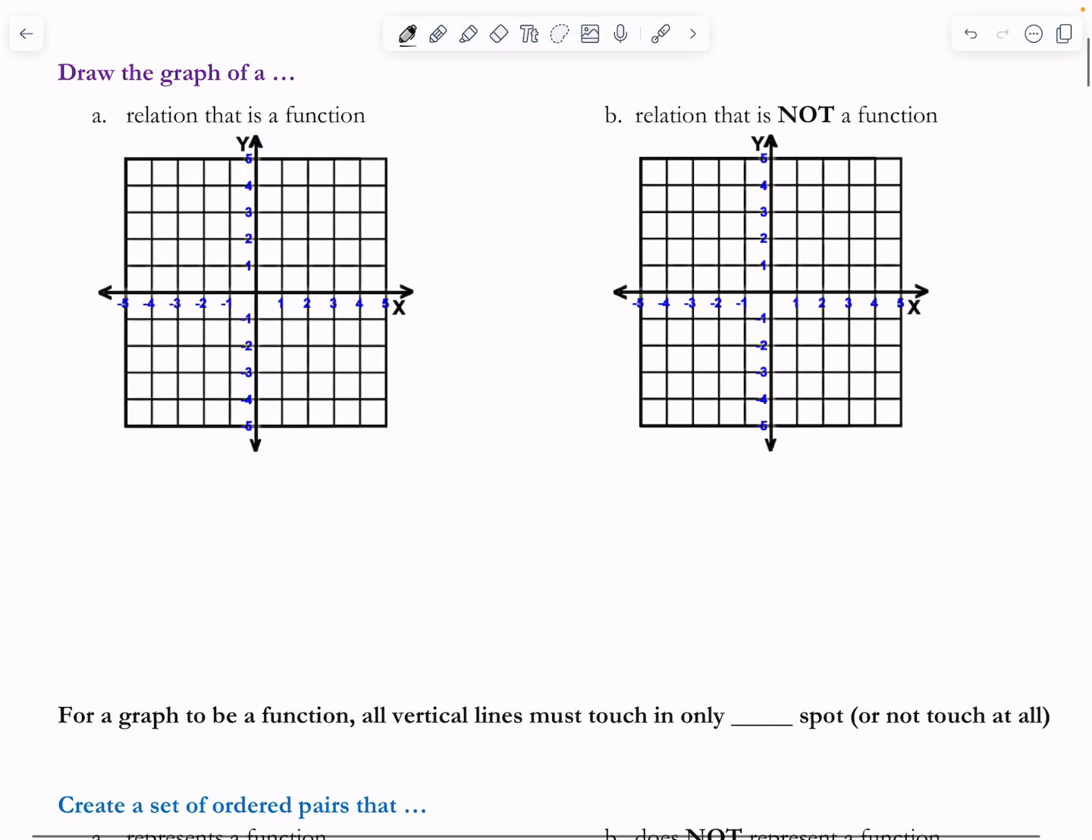So, a couple of questions here. We're going to draw a graph first of a relation that is a function, and I'm going to draw the quadratic function. That's not the quadratic function. Good try. There we go. The parent quadratic function looks like this, our parabola. All right, you could have drawn any other function that you know. Many students will draw a linear function, right? A line.